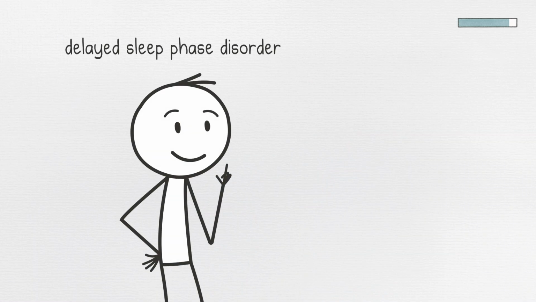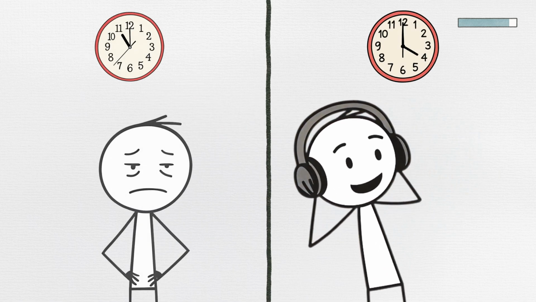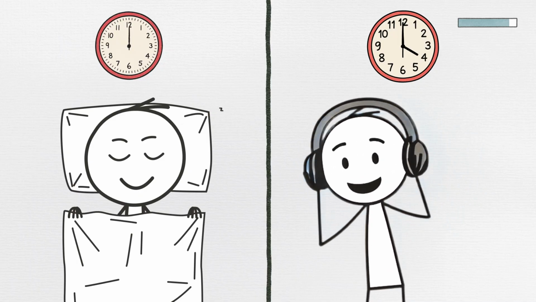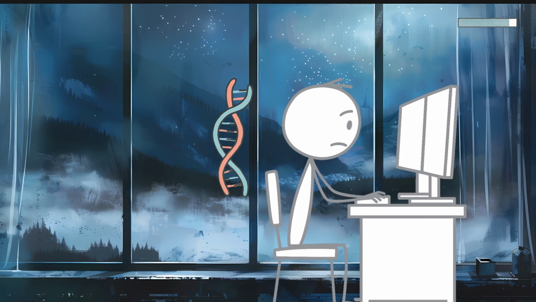People with delayed sleep phase disorder, or DSPD, have a circadian rhythm that runs several hours behind the rest of society. While most people start feeling sleepy around 10 or 11 p.m., their brains don't wind down until 2, 3, even 4 a.m., no matter how hard they try to shift it. And it's not just habit, it's genetic.